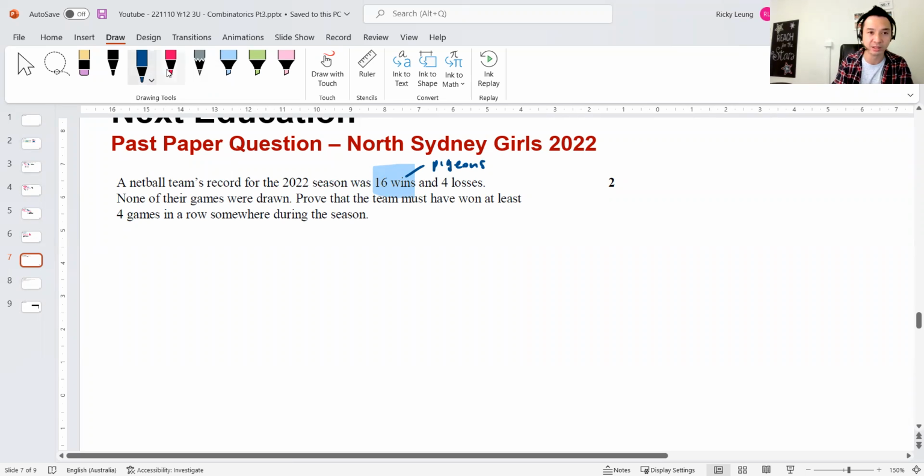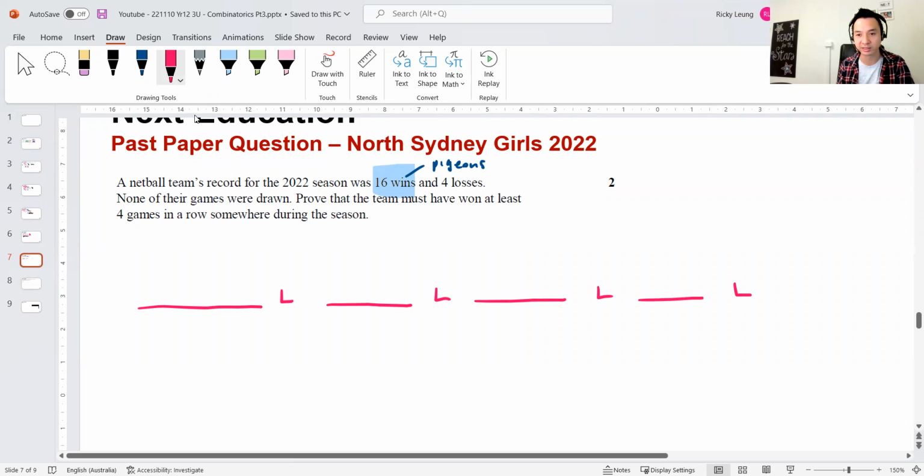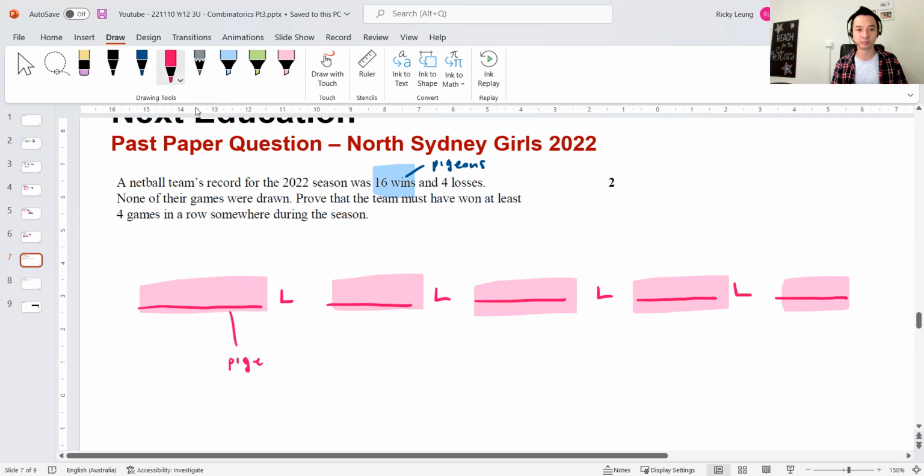So the way to describe this is, over the season, I've got 4 losses, which basically means that the games before that are consecutive. For example, I can have win, win, win, win, win, win, etc. So by separating the wins by the 4 losses, I have 5 pigeonholes. The number of pigeonholes in this case is 5 pigeonholes.